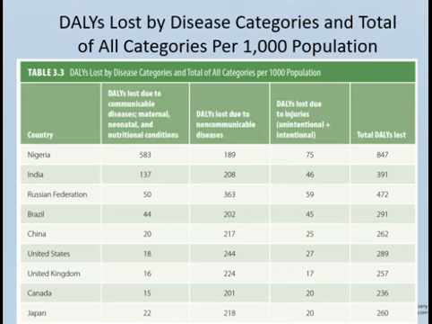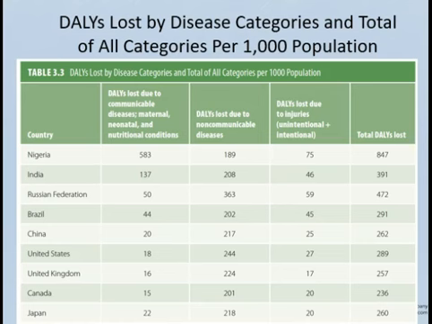This table presents DALYs lost by disease categories and total of all categories per 100,000 in a population. And so remember that DALYs are designed to examine the impact that specific diseases and risk factors have on a population, as well as provide an overall measure of population health status. So they allow us comparisons between countries or within countries over time based not on overall summary numbers like life expectancy, but also on specific diseases and risk factors.